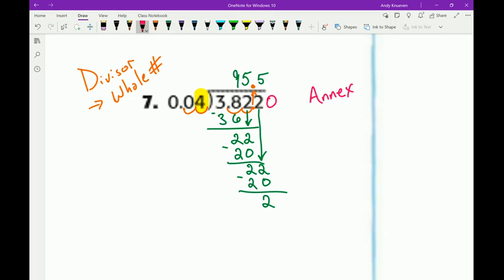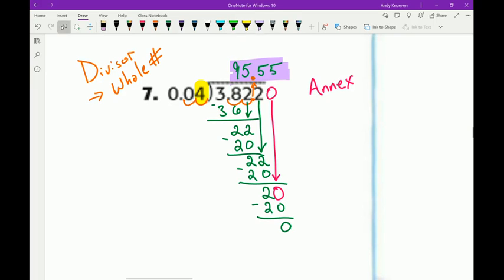Annex a 0, then bring it down. And now I'm looking at this as 20. And fantastically enough, we just did that. 4 times 5 is 20. So 20 minus 20 is 0. Now that I have a 0 down after I subtracted, and I have nothing else to bring down, I'm done. That is my answer. I have an answer of 95.55.